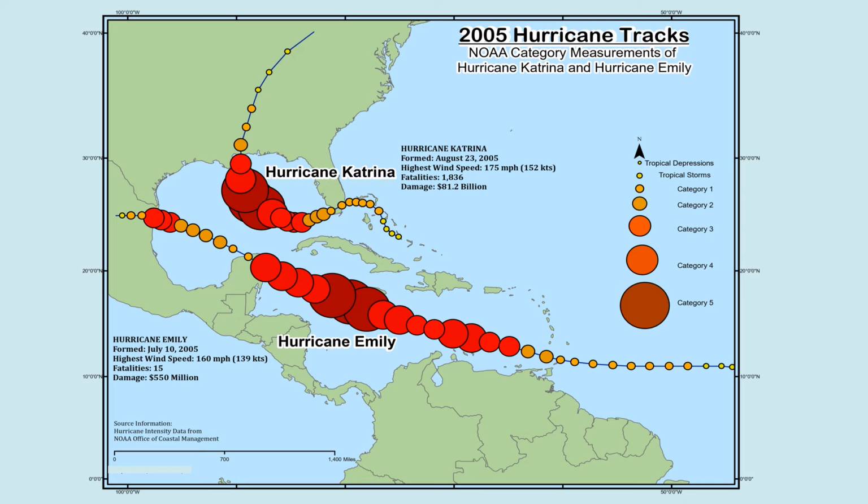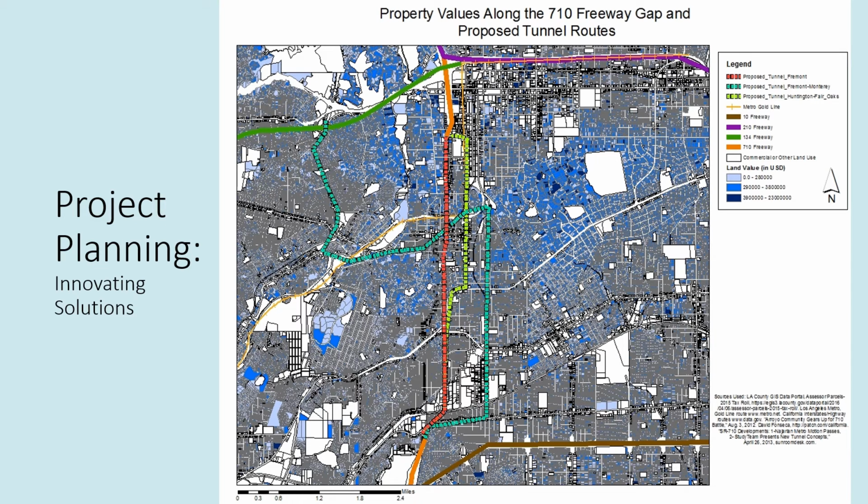Then we have this last map, this fifth map. This is closer to what a project planner would do. Create innovative solutions, in this case trying to locate property values, and after doing the financial analysis, a project planner would go through stakeholder concerns, hold meetings, and evaluate the urban ethics of composing a freeway tunnel through these areas.